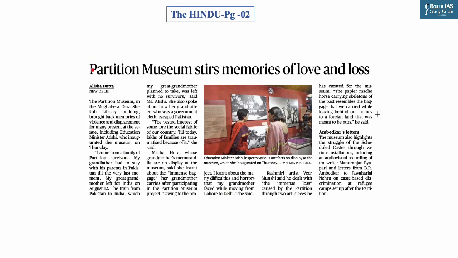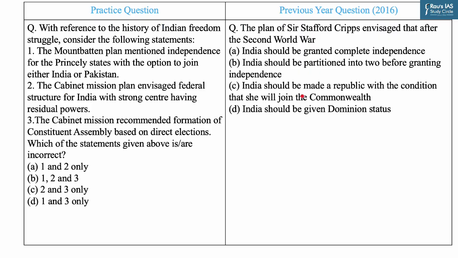Our next question is based on this news which featured on page number 2 of The Hindu newspaper. News is about the recent opening of the Partition Museum in the Mughal era Dara Shikoh Library building in the city of New Delhi. Now the timeline of the freedom struggle is very important from the perspective of the UPSC examination. And in that, the late 30s and the decade of the 1940s is even more important. Several events led to the independence of India as well as the partition of India. As you can see here, in 2016, UPSC asked a question based on the Cripps Mission and its objectives. So let's take up today's practice MCQ.